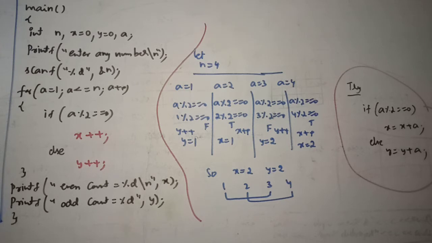Look at the try part. If a mod 2 equal to 0, x is equal to x plus a, else y is equal to y plus a. Instead of x plus plus and y plus plus, the two statements are replaced: x is equal to x plus a and y is equal to y plus a. Take some example, let n be equal to 5 and write the steps and check it out. What is the logic in that?